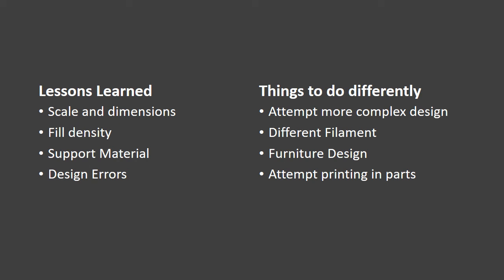I would do the following things differently when I print again. I would attempt a more complex design. If I get access to a compatible printer, I may print with a different filament. I would like to print some furniture elements at higher fill density requiring less support materials to see how the output is. I would also attempt to print parts of a larger model like a multi-storied building.